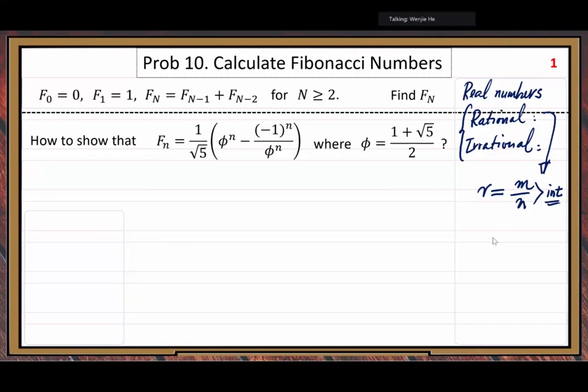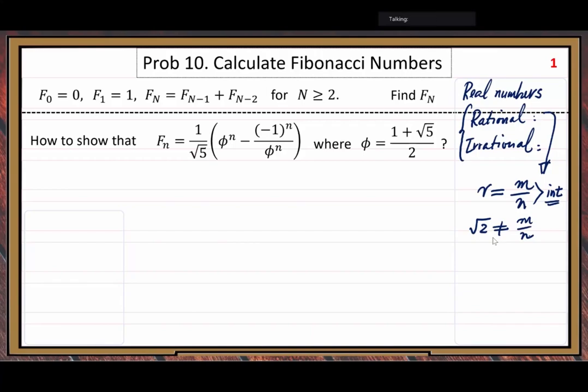In other words, an irrational number cannot be represented as a ratio of two integers. For example, we know square root of 2. Root 2 is an irrational number. So nobody can represent root 2 as m over n.